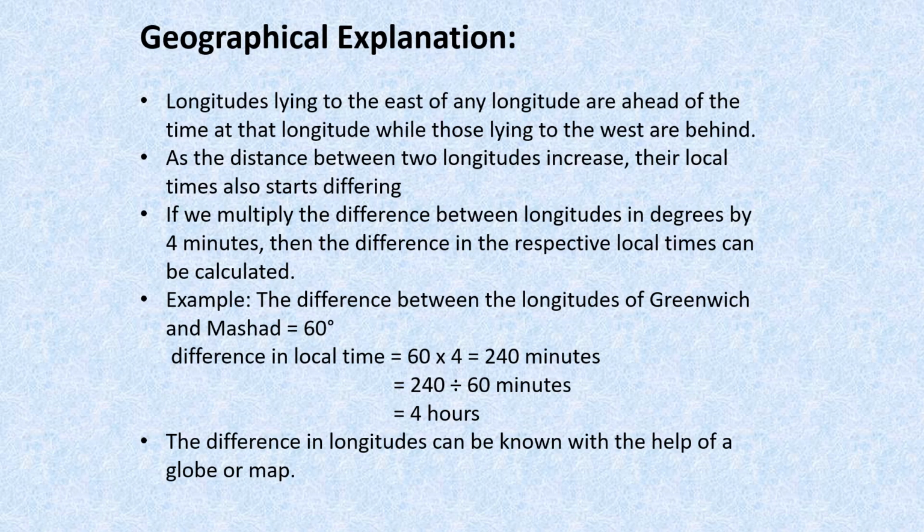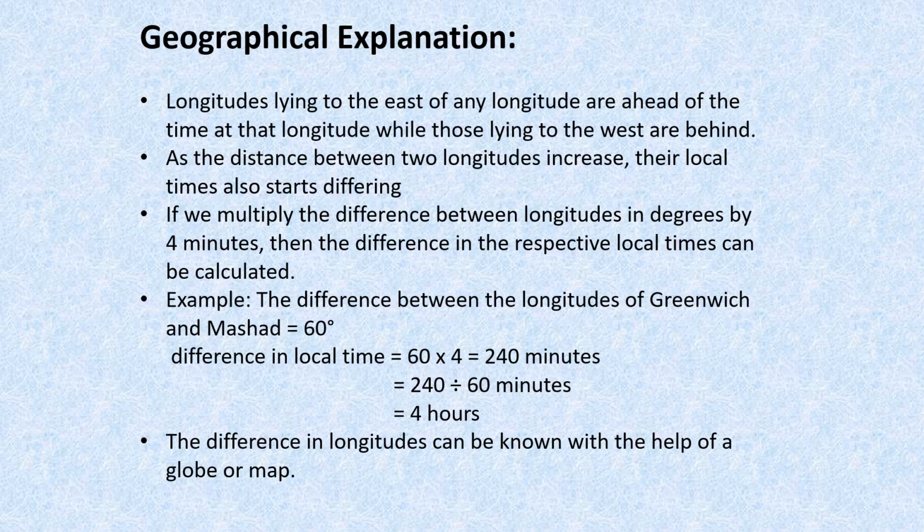Geographical explanation. Longitudes lying to the east of any longitude are ahead of the time at that longitude, while those lying to the west are behind. We have already observed this in the world map. As the distance between two longitudes increases, their local times also start differing. You know that both Mumbai and Kolkata are located within India but on different longitudes. Their local times differ by an hour.